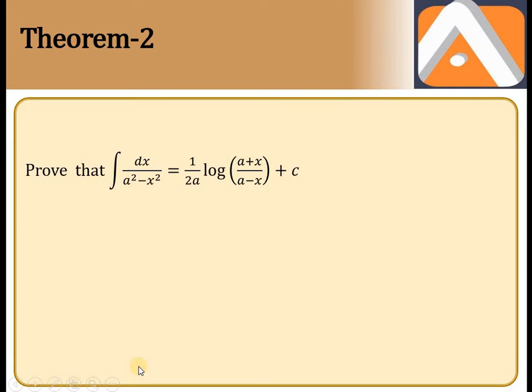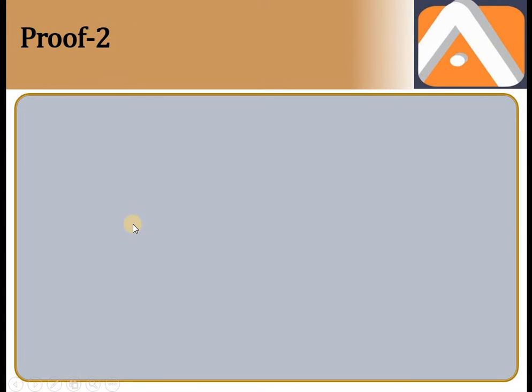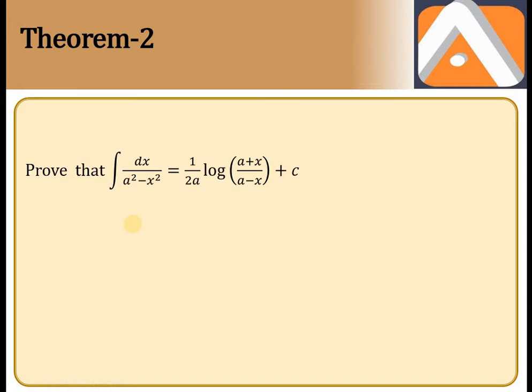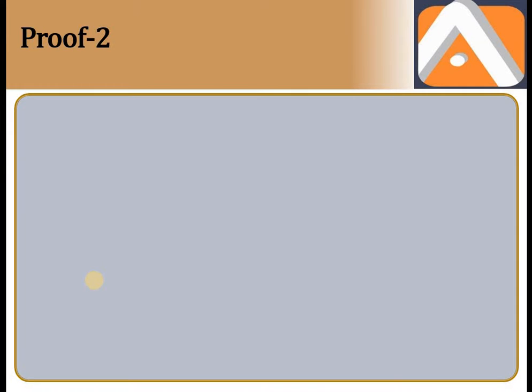Now this is the second formula: the integral of 1 upon a square minus x square. We will use this integration formula many times. It equals 1 upon 2a into log of a plus x upon a minus x plus c. Now we are going to find the proof of this formula. Here I factorize a square minus x square, so you will get a plus x into a minus x.